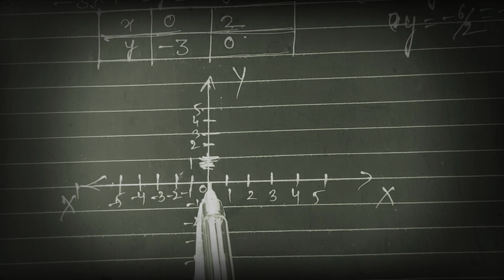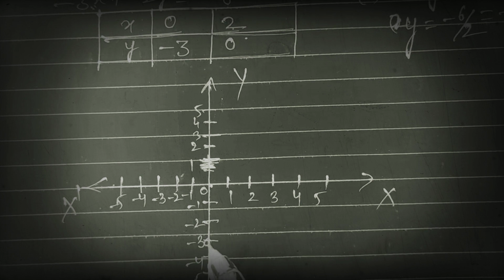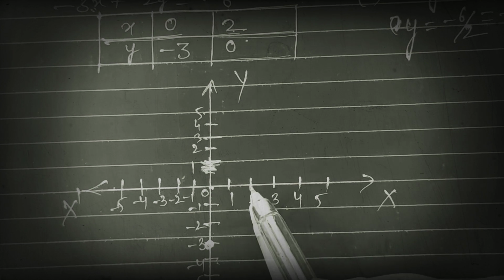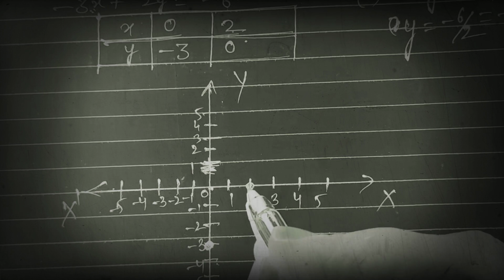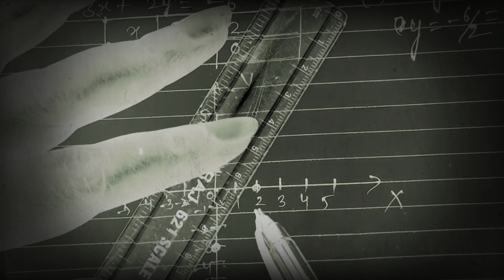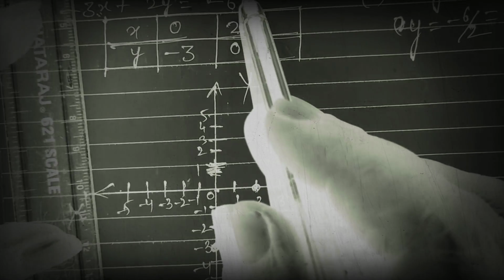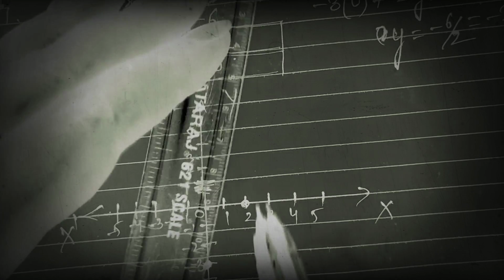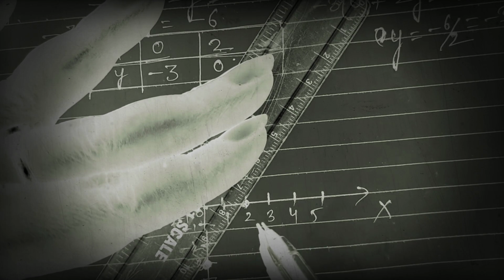If x is 0, y is minus 3. Below the origin. If x is 2, y is 0. This point. Join these points. Firstly join. And here is the equality sign, so we will not show it by a dotted line. We will show it by a dark line.